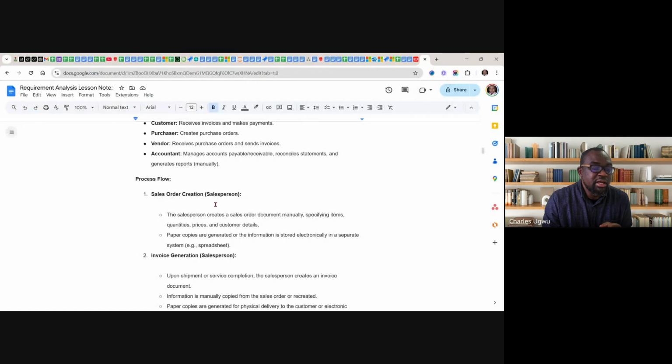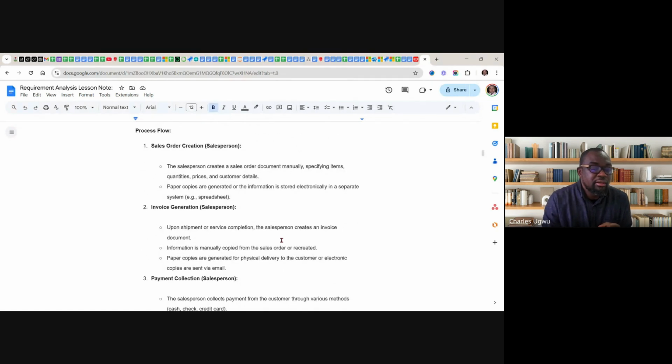The salesperson here who does the order creation, you need to understand how he or she does the sales order creation. He'll be telling you the salesperson creates a sales order, documents it manually, specifying items, quantities, price, and customer details. Paper copies are generated, or the information is stored electronically in a separate system, which is maybe a spreadsheet.